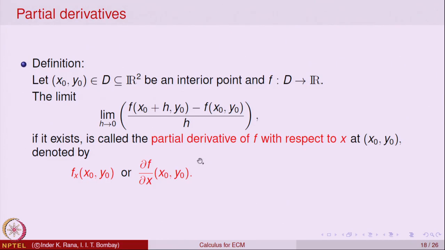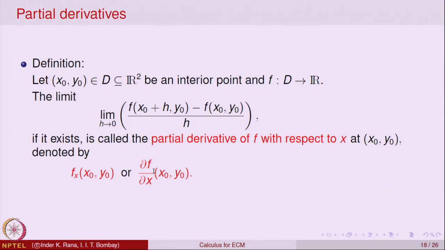If it exists, that is called the partial derivative of the function f at the point x naught y naught, and we denote this partial derivative as f sub x at x naught y naught. This is one notation used; the lower x means we are looking at the partial derivative with respect to the variable x at the point x naught y naught, and that means this limit should exist.